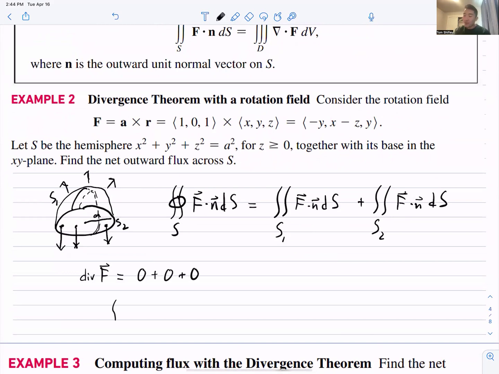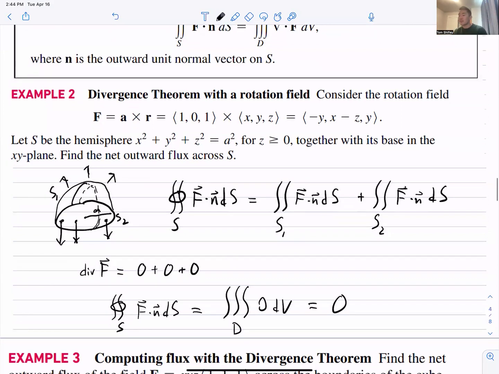And so therefore, the double integral over the surface S of f dot n dS, by the divergence theorem, is just equal to the triple integral over the enclosed region D of 0 dV. But that's just 0. And so without doing any real work, we're able to show that this flux would be 0. So there's no net escaping from this because it's a rotation field. And so that makes sense, right? It's kind of rotating around. Things aren't actually escaping out of the hemisphere.